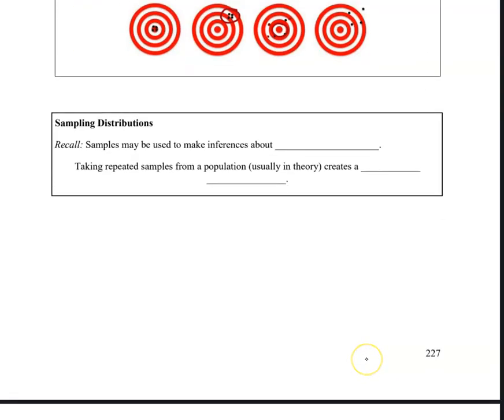So what is a sampling distribution? That's what we're going to get into in the next couple of chapters, and this is really an important point. What do we mean by a sampling distribution? Well, remember what we're doing. We're taking a sample from a population, and we're using information from that sample to make an inference about the population. So samples may be used to make inferences about the population.